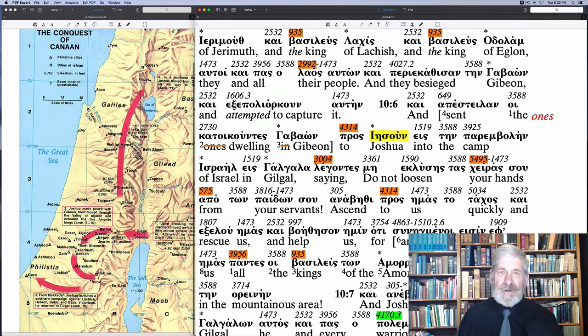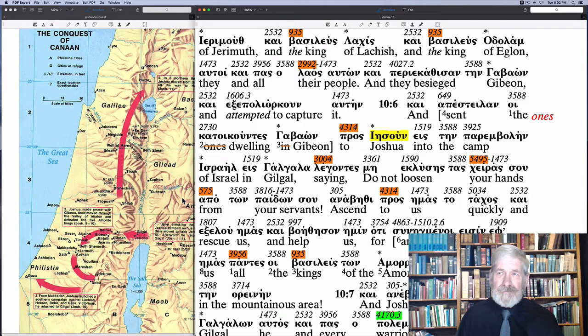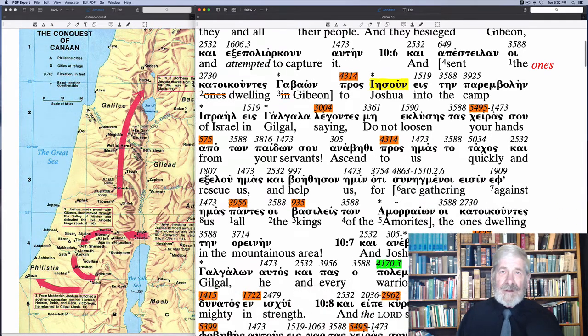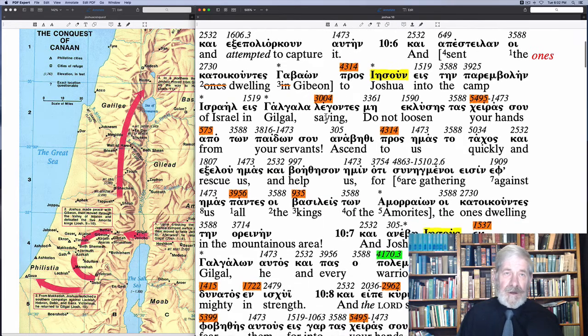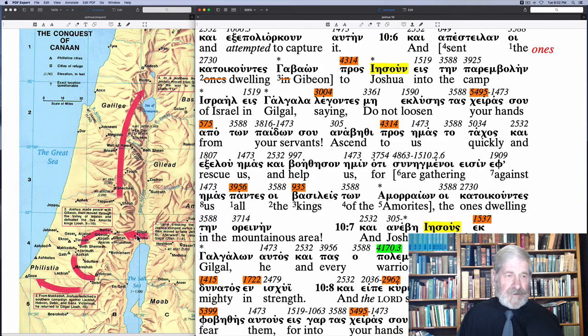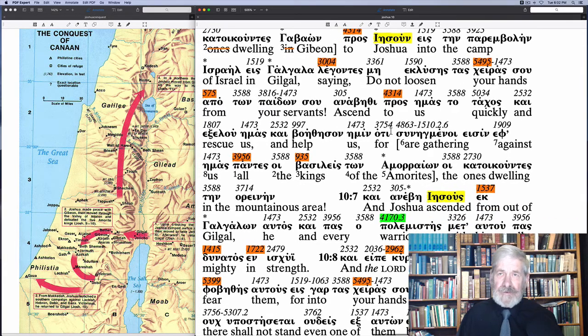And the ones dwelling in Gibeon sent to Esun into the camp of Israel in Gilgal, he's up here, saying, "Do not loosen your hands from your servants." Don't forget about us. Don't leave us alone with having to fight all these people. Loosen your hands was a Hebrewism. It was something that they would say.